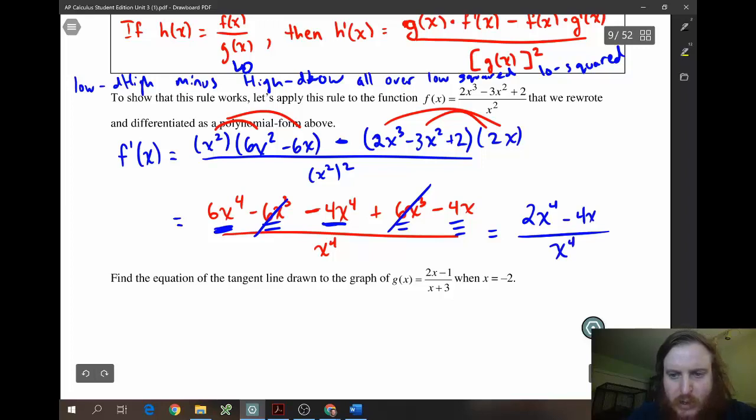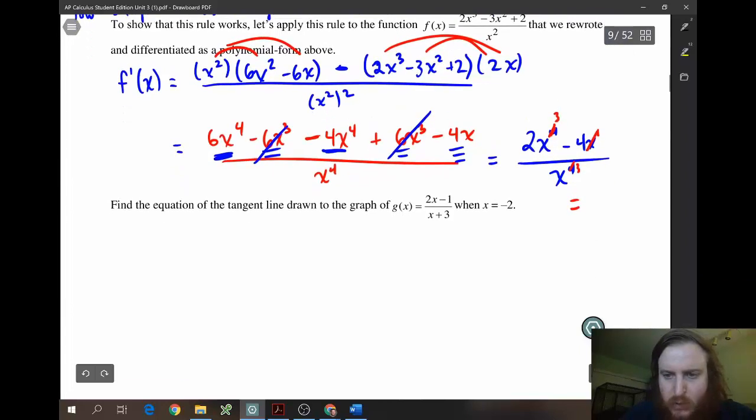Now we cannot cancel out the x to the fourths. I see a lot of students who are like, oh, let me just cancel that out. It does not work that way. You can only cancel out a term if it's everywhere. So the lowest I have is x to the first, so I can cancel out an x to the first everywhere, make that cubed, and make that cubed, and we end up with 2x cubed minus 4 over x cubed.